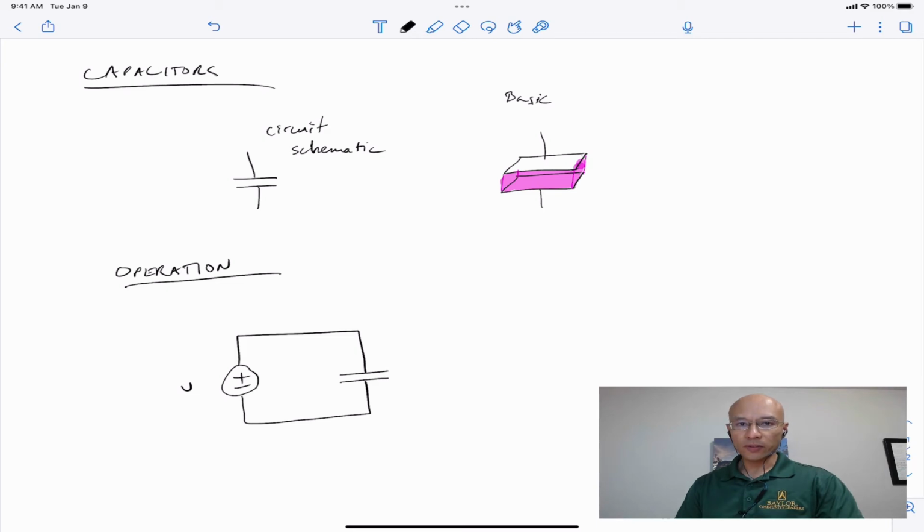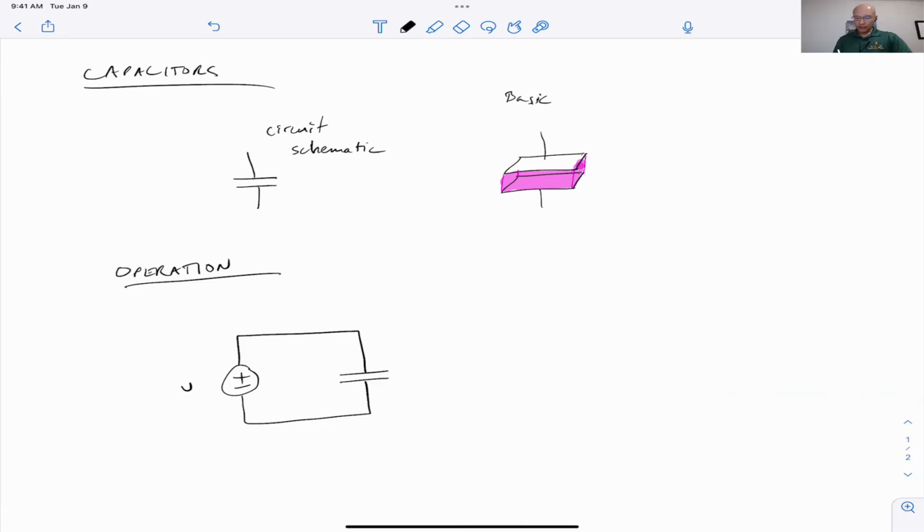In this video, I'm going to give you a basic introduction to capacitors. Okay, so a capacitor is an energy storage device. This is its circuit schematic. The circuit schematic is chosen to reflect this very basic physical structure of a capacitor.